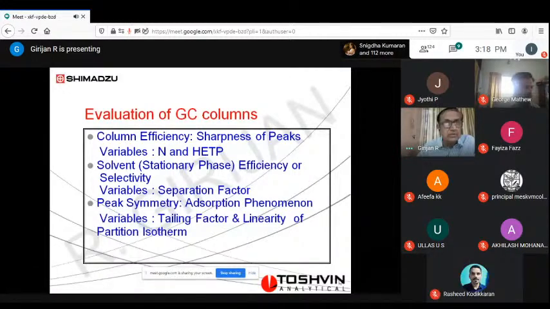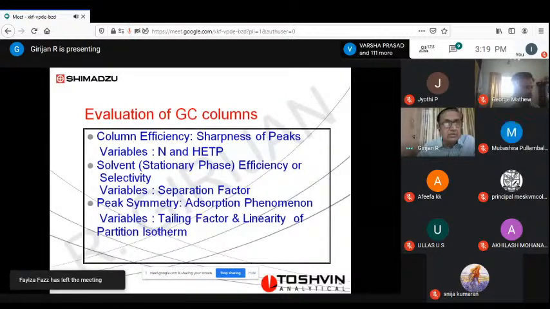So a very efficient column will have a very high N value and a very low HETP value. And as you start using the column over a period of years, depending upon the type of samples and how many samples you are analyzing, this N value will keep on decreasing. When it starts decreasing, after some time you will observe that initially, when the column was brand new, the peaks were very sharp. Now the peaks have become broader and broader. That means your column is losing efficiency, and that is the time you have to think of replacing the column. It can take 1 year, it can take 2 years, it can take 3 years, all depends.